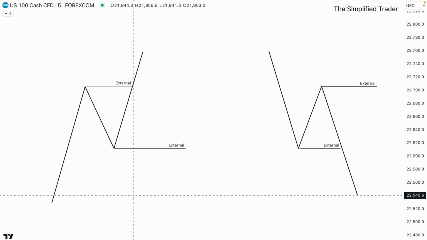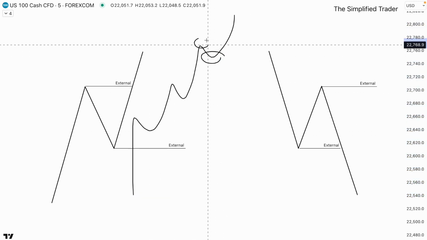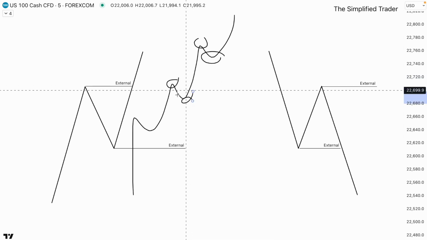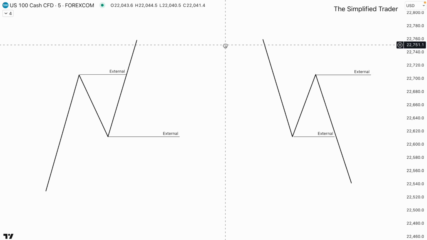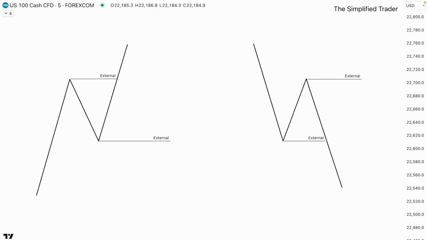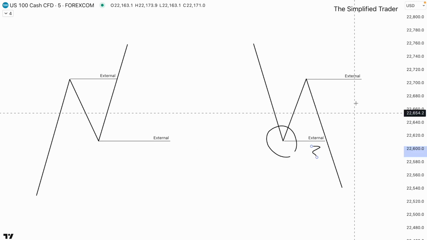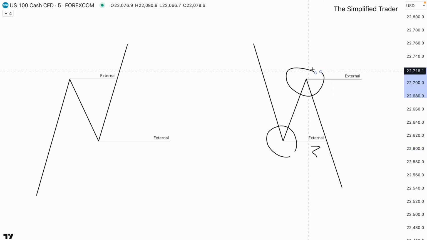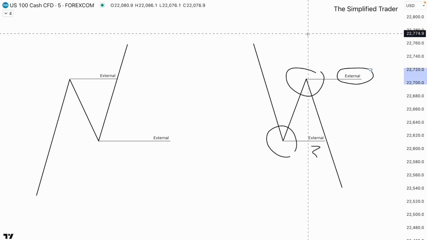In this example, we have a bullish uptrend, so every single swing low and swing high will be external range liquidity. In the same way, if we have a bearish trend, here we have a swing low, that swing low is my external range liquidity, and here we have a swing high. That swing high is also my external range liquidity.